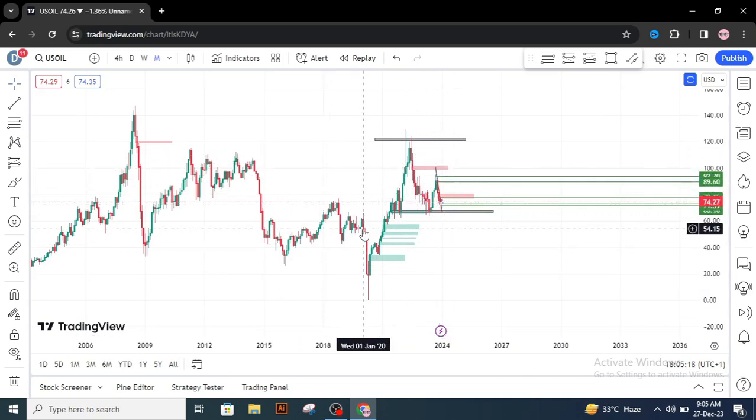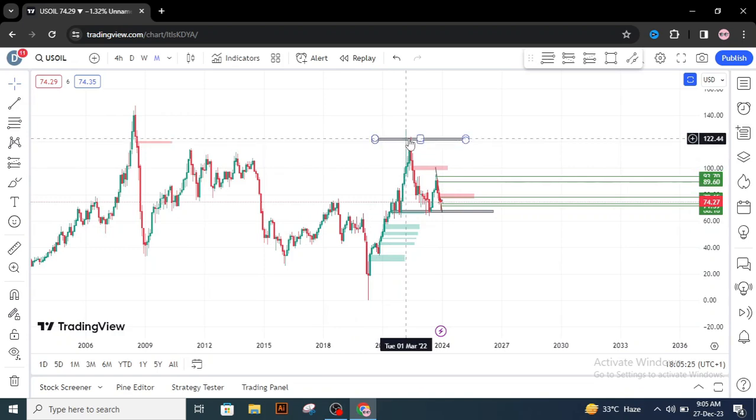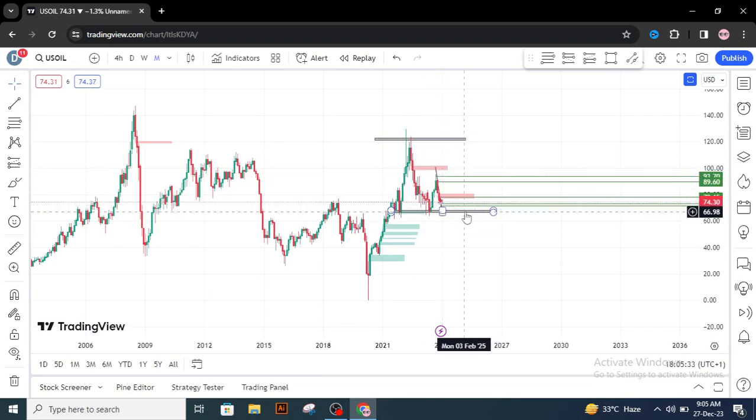Now, if you look at it, the market came down here and then started moving up and got to this point. When the market got to this point, what happened? It retraced back, and then pushed up again. Then the market moved down to that particular support level.